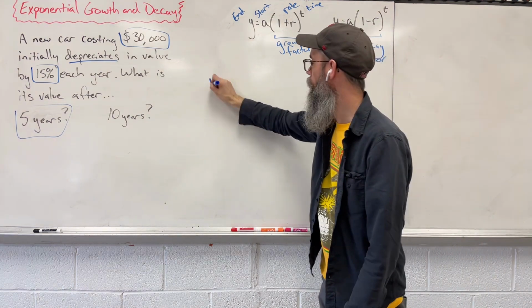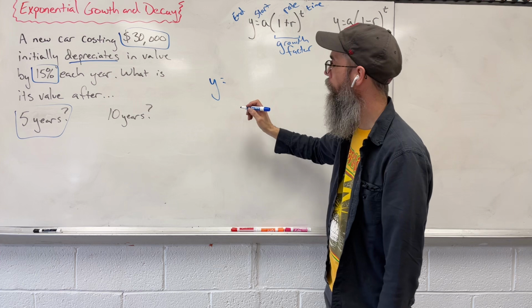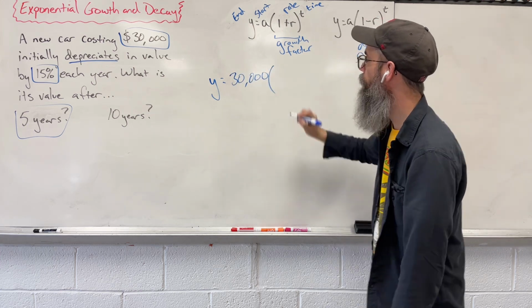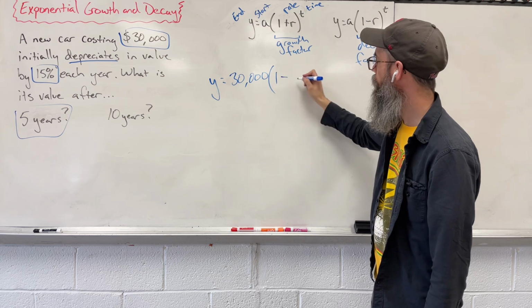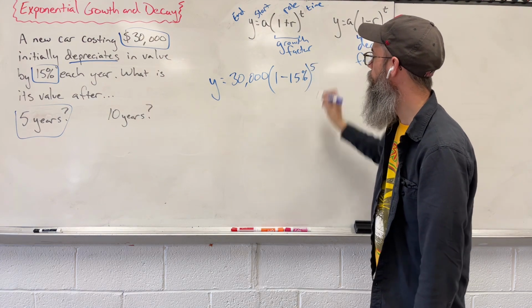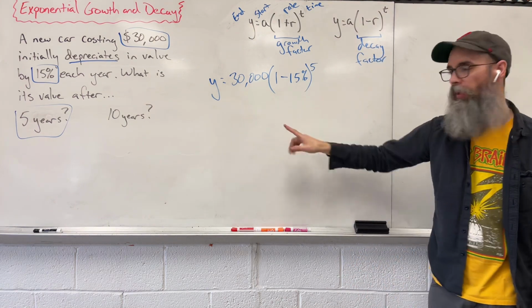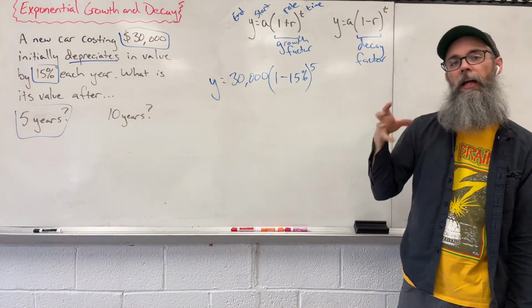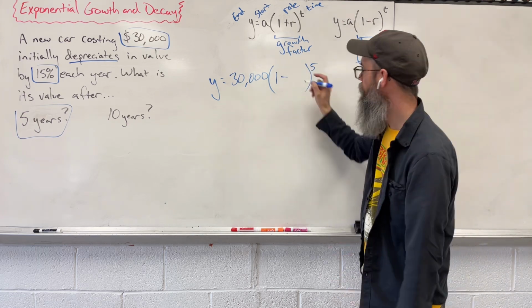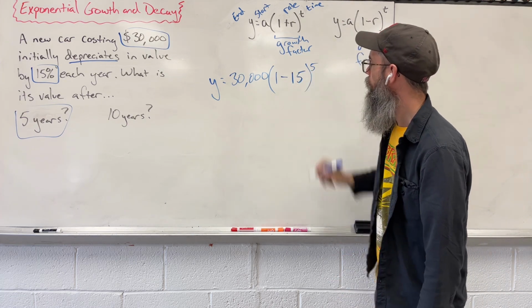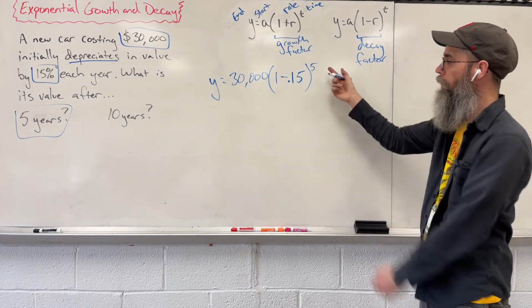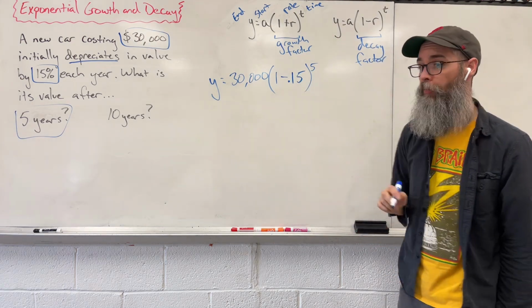So y equals what we're going to find. We start with 30,000, 1 minus 15% for 5 years. Now, I don't like something here. I don't like writing 15%. I want to write that as a decimal. So instead, we move that decimal 2 spots and we say 0.15. Okay, so we have our problem. We have our years. Now it's just order of operations.